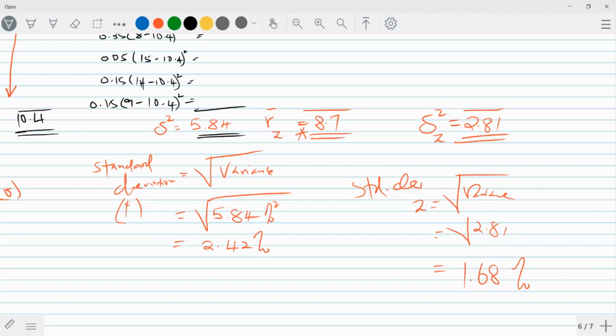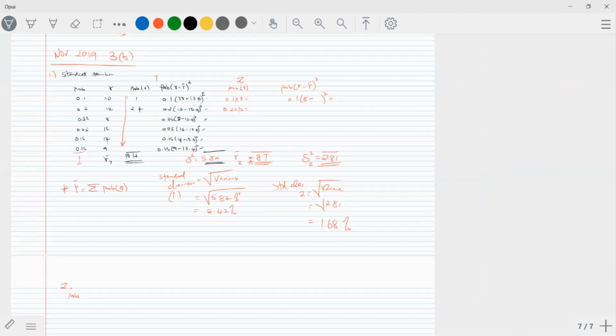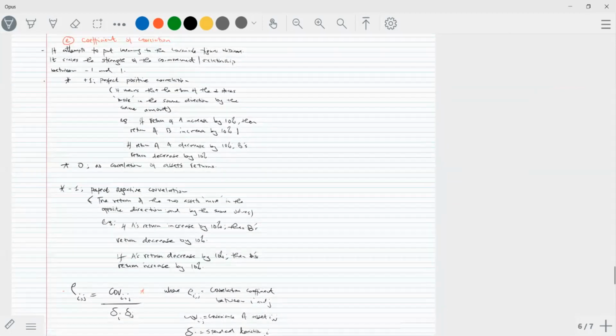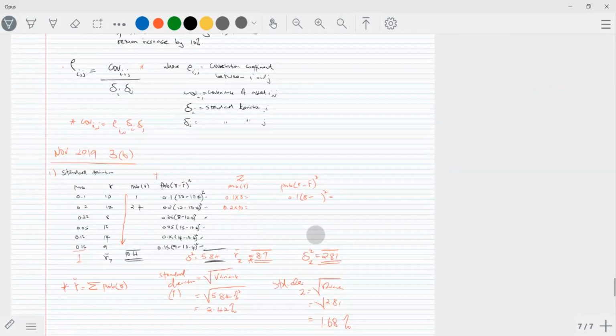Actually, there's another risk measure that I should have given to you, so let's discuss the next one. We were discussing the last one, E, which was the coefficient of correlation. Now, the next one is used to assess the risk of a stock.